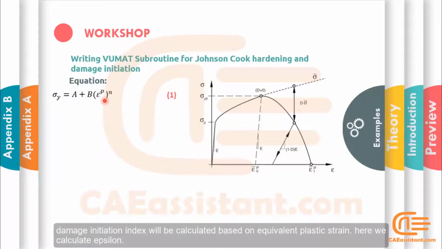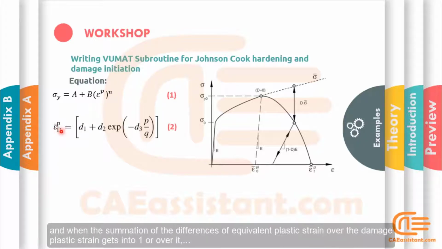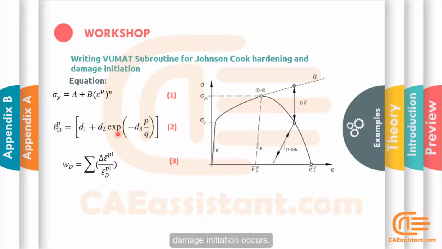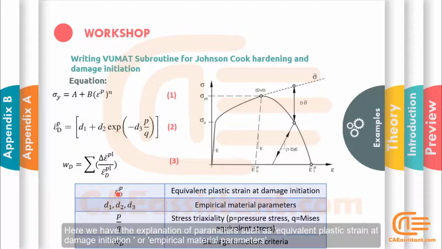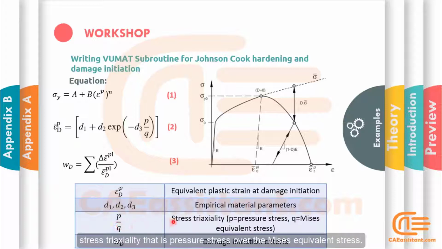Damage initiation index will be calculated based on equivalent plastic strain. Here we calculate epsilon. And when the summation of the differences of equivalent plastic strain over the damaged plastic strain gets to 1 or over it, damage initiation occurs. Here we have the explanation of parameters such as equivalent plastic strain at damage initiation or empirical material parameters. Stress triaxiality, that is pressure stress over the Mises equivalent stress.